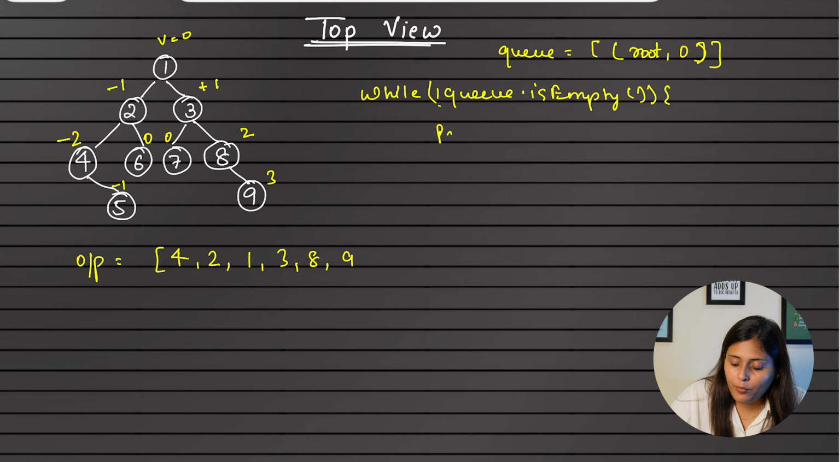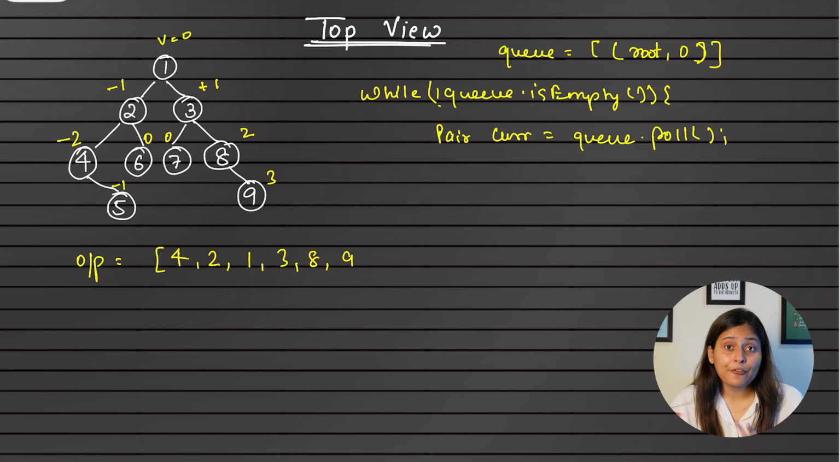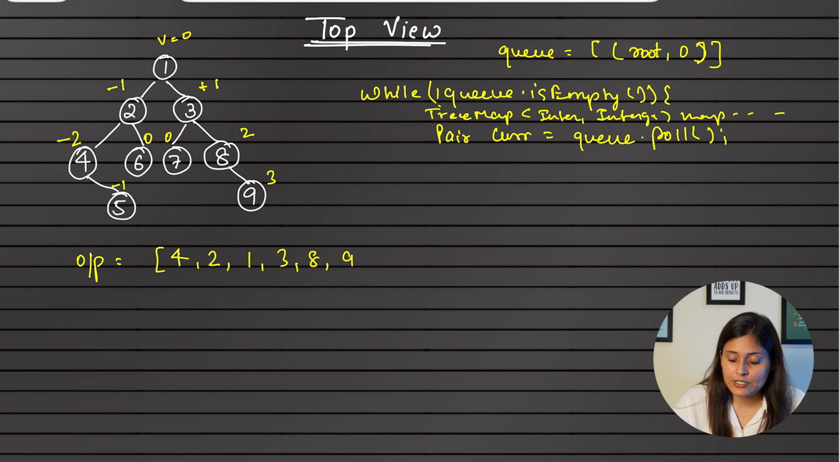Now we'll pop, the type will be pair, because a pair will define it, and let's say it is current. Now we'll pop from Q, Q dot poll. That's it. Now we have to insert this node with the help of this vertex. But where will we insert? For that we need a map, correct? So we'll initialize a TreeMap somewhere here, of type integer vertex, and then node value also integer, like this.